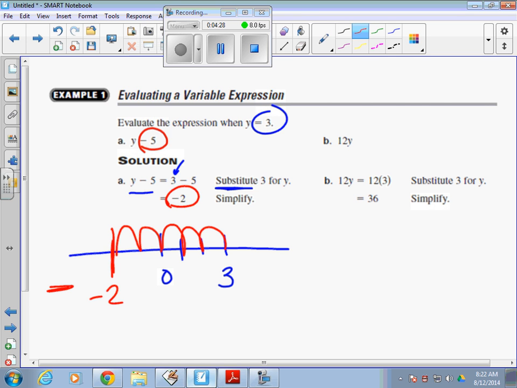The other one says 12y. Since two things are right next to each other, that means 12 times y, or 12 times, notice we'll just put in parentheses, means to multiply by 3. And 12 times 3 is, in fact, 36.